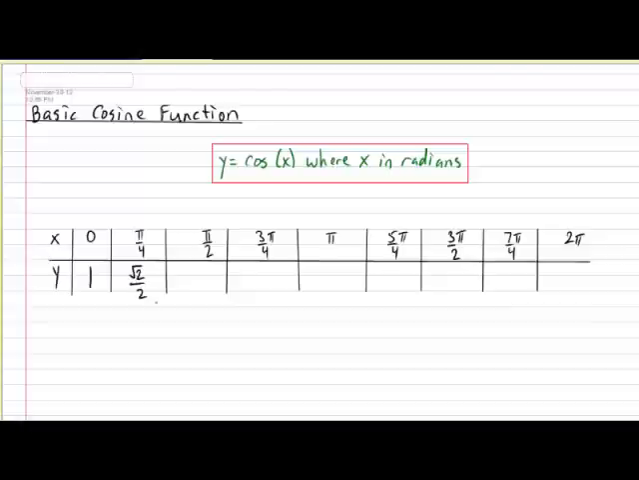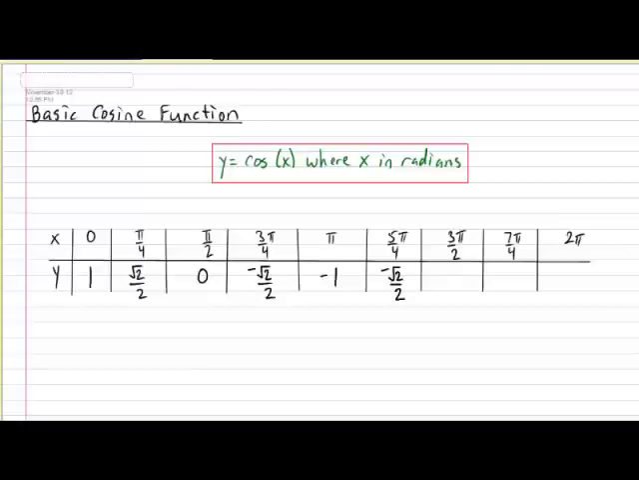When x is pi over 2, y is 0. When x is 3 pi over 4, the y value is negative root 2 over 2. When x is pi, cosine of pi gives us negative 1. When x is 5 pi over 4, the y value is negative root 2 over 2.